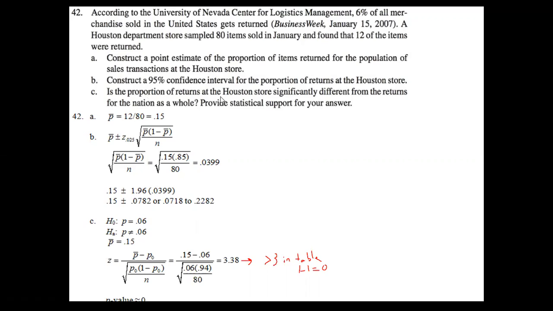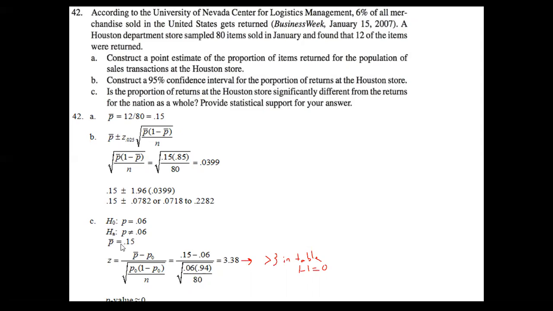Now, is the proportion of returns significantly different from the returns as a nation as a whole? Well, as a whole, 6% of all merchandise was returned. So that's going to be our null hypothesis. It's p, not mu, in this case, because we're doing proportions. P is equal to 0.06, and the alternative hypothesis is p does not equal 0.06.